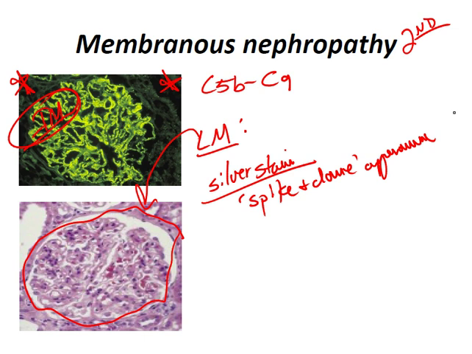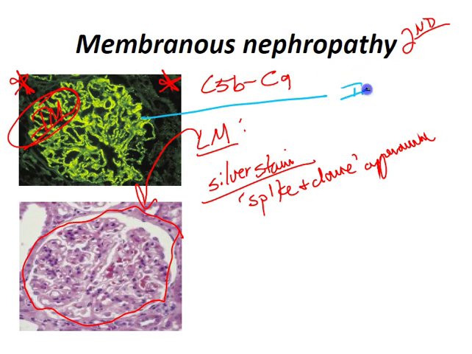On silver stain right there, the spikes are the basement membrane material, and on immunofluorescent microscopy, we get a granular deposition of IgG and C3. So that's the 2 things I want you to remember right here: IgG and C3. Okay? Now, this may also cause renal vein thrombosis.